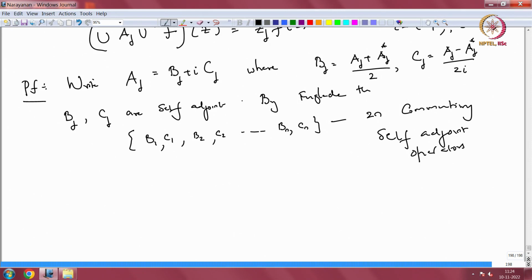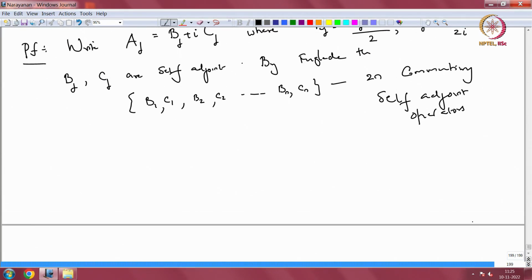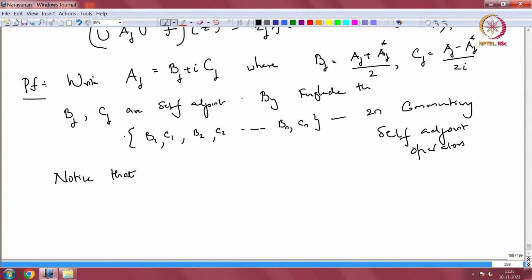B1 C1 and B2 C2 will commute with each other, right. So, that is all I am saying. But once we have these 2n commuting self adjoint operators, the result for the commuting family of self adjoint operators will tell me how they look like, right. So, by the earlier result, also notice that we have the cyclic case. If you look at the polynomials in B1, C1, B2, C2 etcetera, that is the same as polynomials in Aj and Aj star, right. But that means we have the cyclic case for the self adjoint operators as well, right.